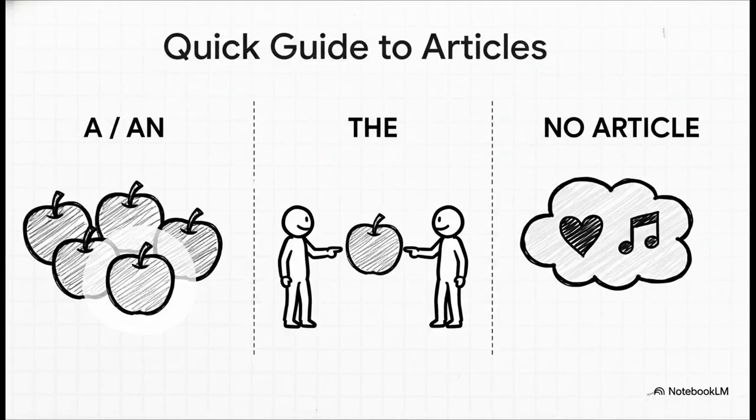Articles, a and the. I know, they can be a real headache. So let's just boil them down to 3 main jobs. You use a or an to introduce something new, one of many possible things. You use the when you're pointing to something specific that we both already know about, and you use no article at all when you're talking about a general concept like love or music or most names. Thinking about their job in the sentence makes it all so much easier.